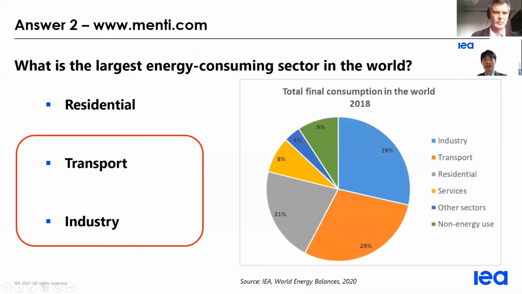So surprisingly, the answer is transport and industry, both accounting for 29% in 2018. I think some of you think that transport is not the largest energy consuming sector because the pandemic is preventing us from traveling abroad. That might be, and I really want to know what's actually happening in 2020. We will see in a couple of slides. But based on 2018 data, it's interesting to see that the industry as well as transport sector are the largest energy consuming sectors in the world. It should also be highlighted that the service sector accounts for 8% and 21% comes from the residential sector. These combined together also account for 29%. And this is one of the fastest growing sectors in the world right now.